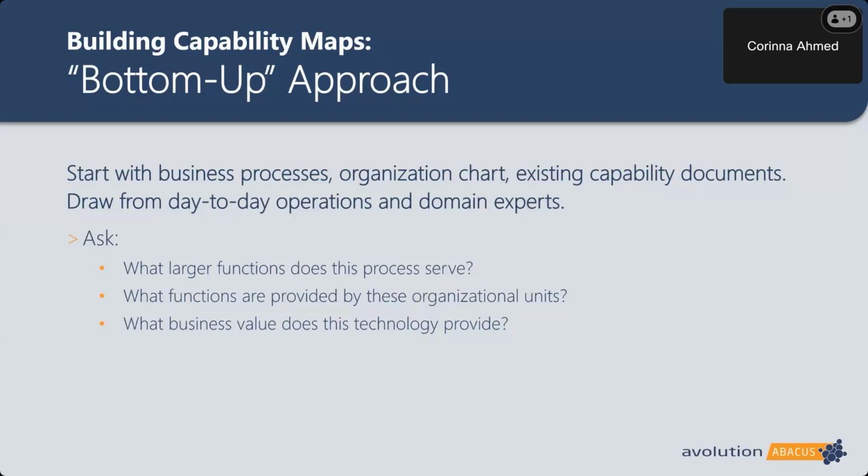So some questions that you might want to consider asking include: what larger function does this particular process serve? Or you could ask about organizational units and what functions they provide. You could also ask about what business value a technology provides. In this way, you can extrapolate what capabilities are being supported.